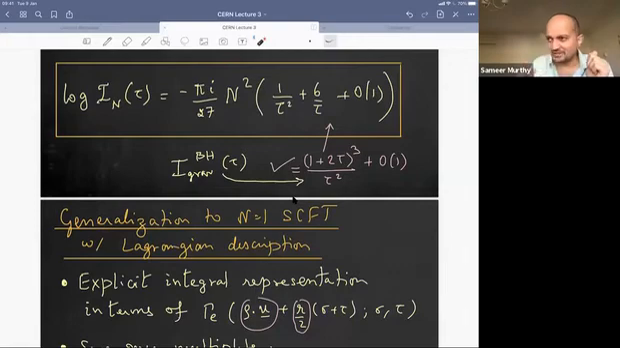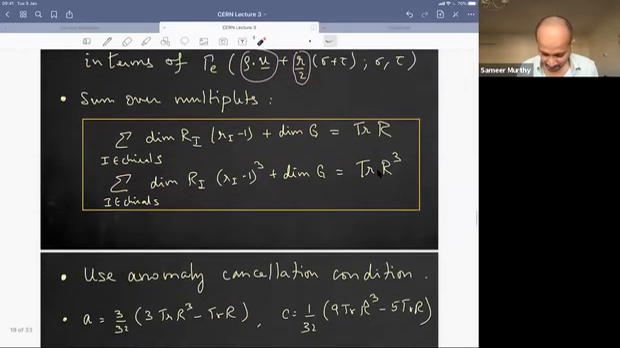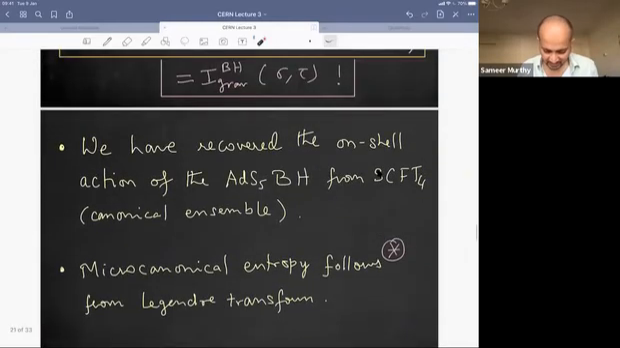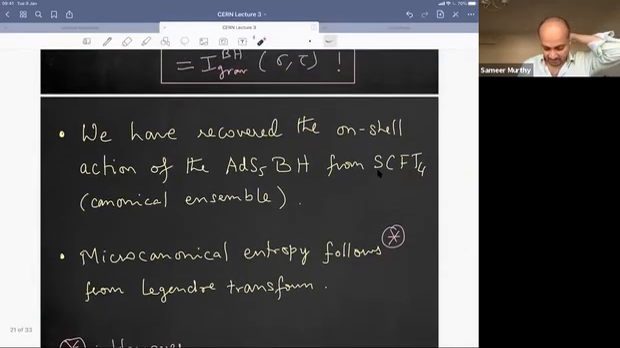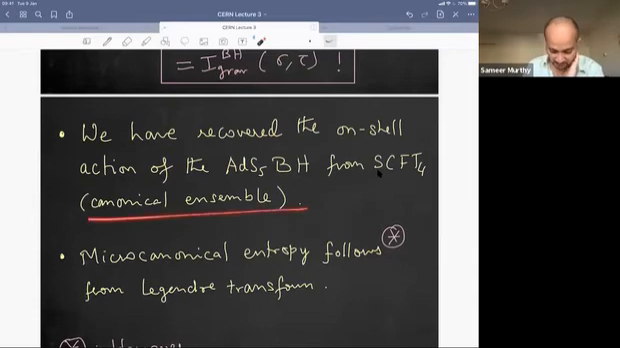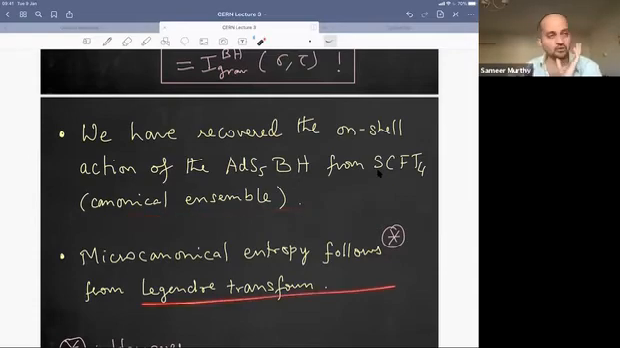You do a saddle point analysis, and there's an order of limits you have to do. So you have to first estimate the function, and then use that estimate, do the integral, and then take any limits you need. So that part is absolutely clear. But the more fun part comes now. Maybe this is what you're asking. We've recovered the on-shell action in the canonical ensemble, and the microcanonical entropy should follow from the Legendre transform.